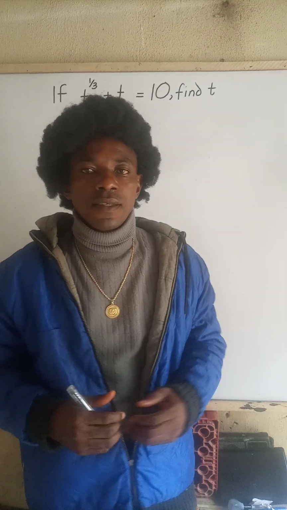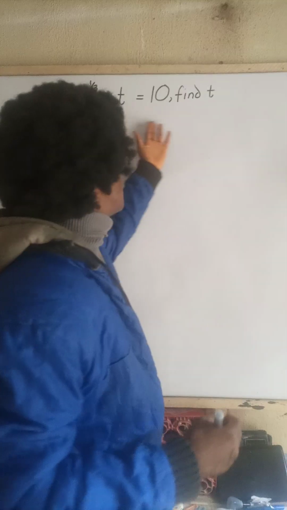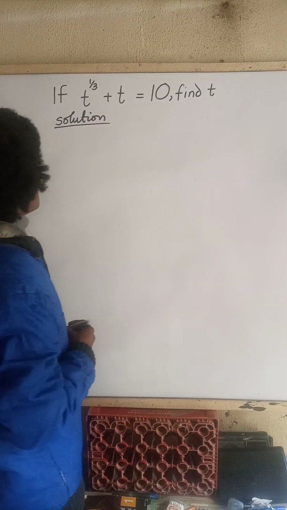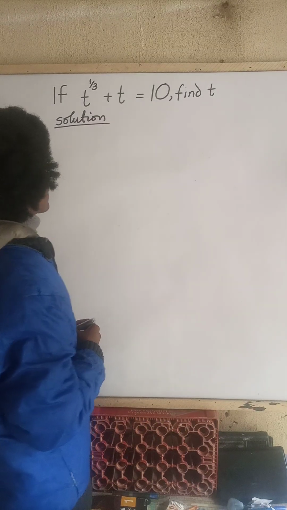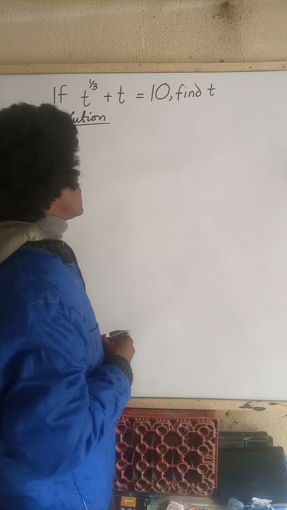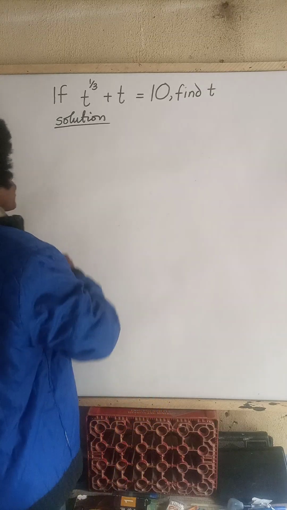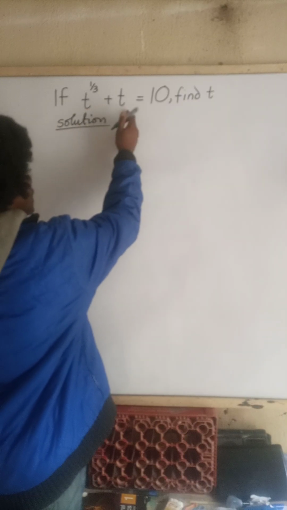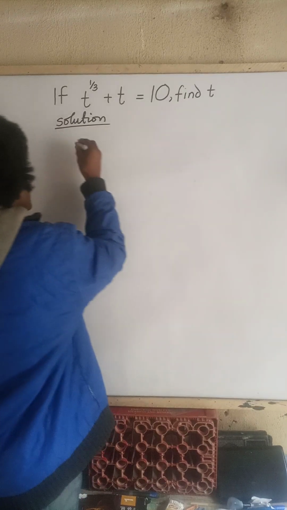Hello viewers, this is exponential equation and the question says if t power 1 over 3 plus t is equal to 10, find the value of t. Okay, when you look at this, you will observe that their bases are the same. So you will see what I will do now.